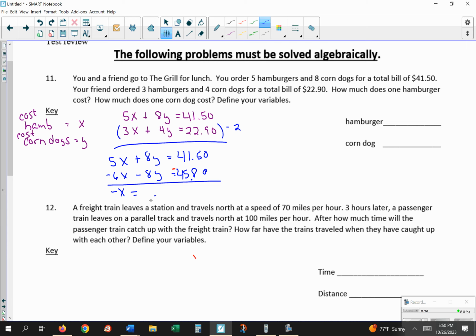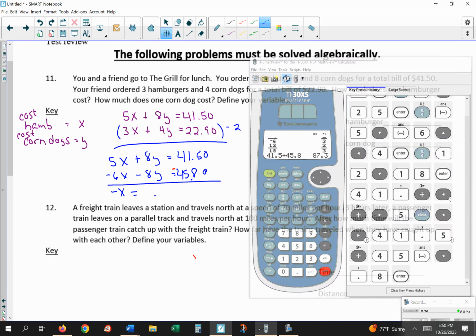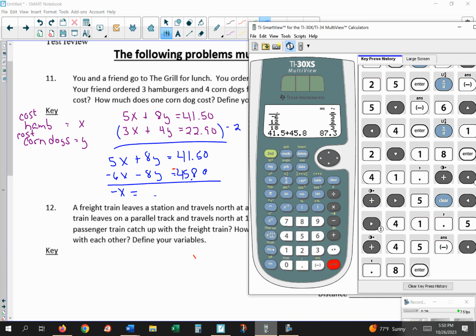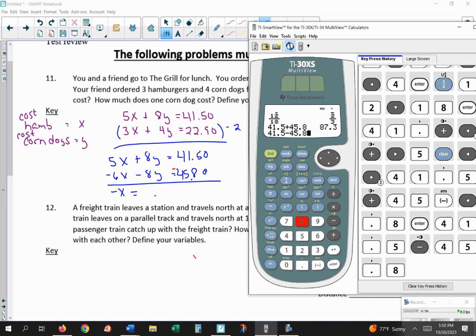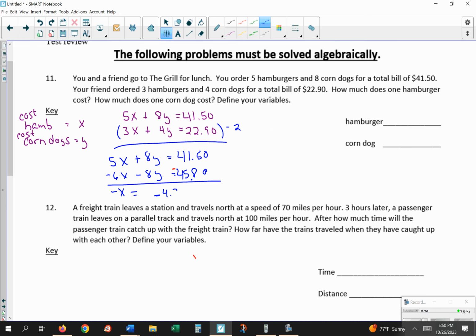So positive 5x, negative 6x gives us negative x. Positive 8y, negative 8y add to 0. And 41.5 minus 45.8 simplifies to negative 4.3. Then we have to finish up. Divide both sides by negative 1 so that I get my x is equal to 4.3. Now we know that x was the cost of a hamburger. So over here we need a dollar sign and $4.30.